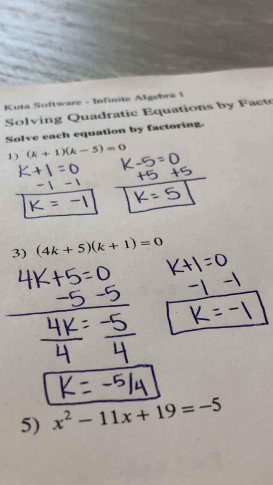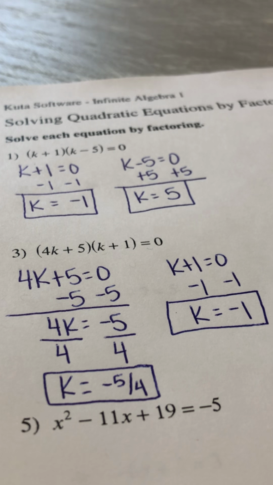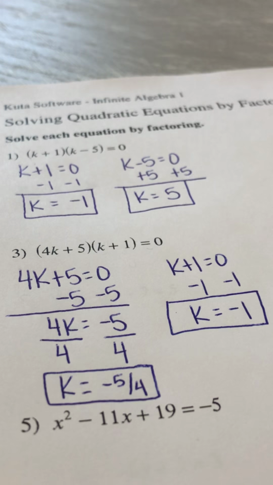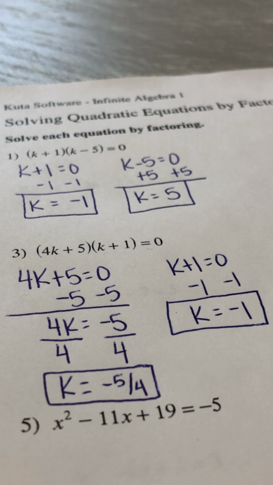Number 2 and number 4 are done exactly the same. Number 2 is done exactly like number 1. Number 4 is done exactly like number 3. Number 2 is just a one-step. Number 4, both of them become two-step equations where you would solve them like this here. And number 4 will end up having both of the values as fractions or decimals, however you want to leave it.